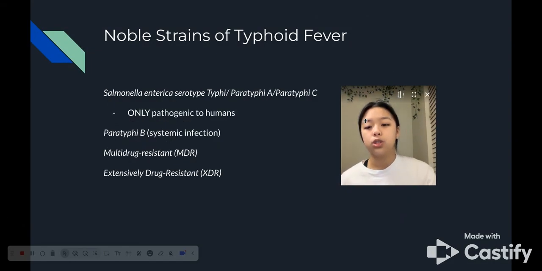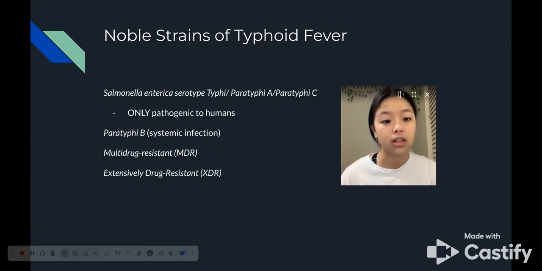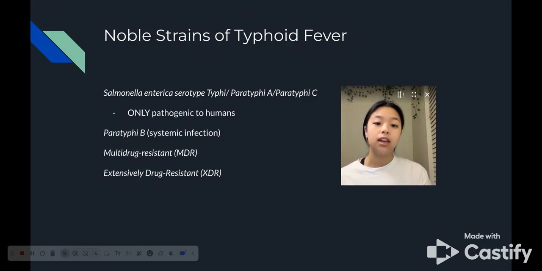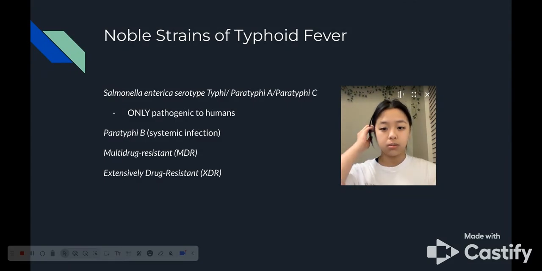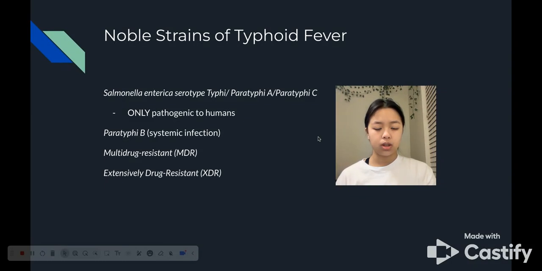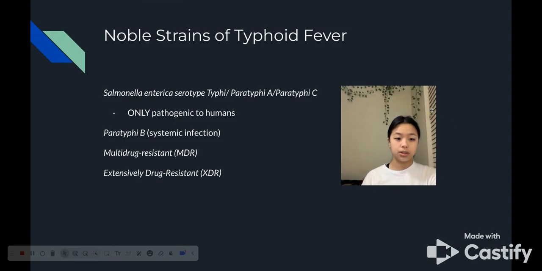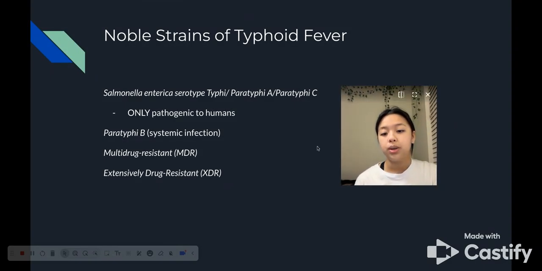So for our first one, Salmonella enterica serotype Typhi, otherwise known as S. Typhi, paratyphi A, and paratyphi C, they're going to only be pathogenic to humans. Unfortunate, I know. We're the victims in this case. Anyways, for paratyphi B, this is going to be a systemic infection, which means it's going to affect the blood in your circulatory system. We also have our MDRs and we have our XDRs. XDRs are usually going to be found in the Pakistan region, specifically the Sindh province.